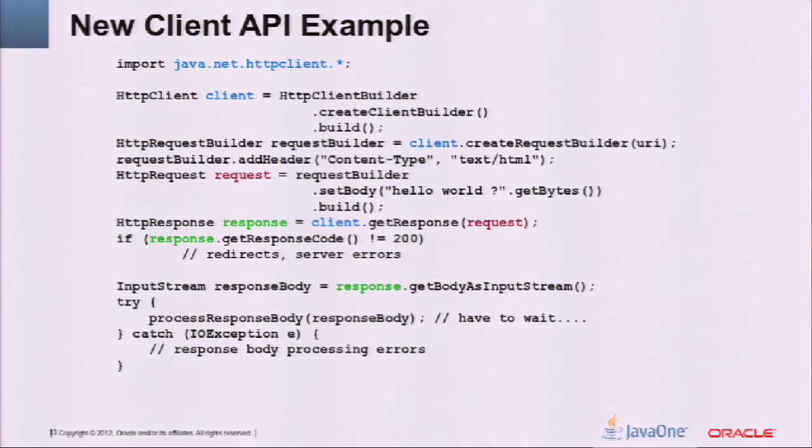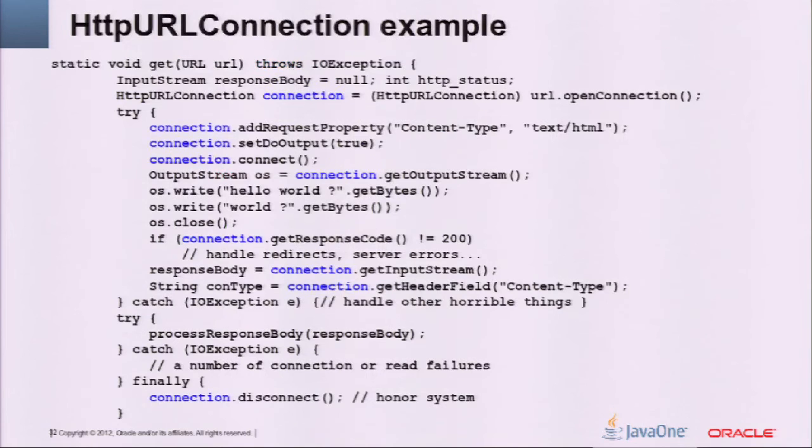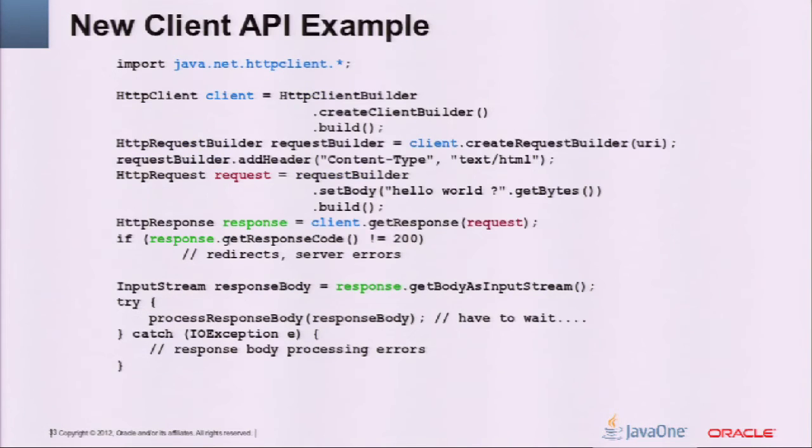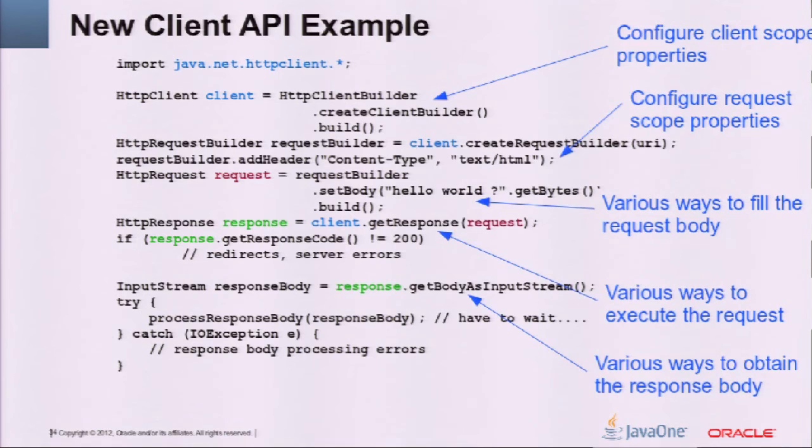So this is a little bit like the old example I showed. This being the template for every use of HttpURLConnection, this example is essentially the template for every use of the new API. Every use of the API looks something like this. It's a variation on this kind of example.